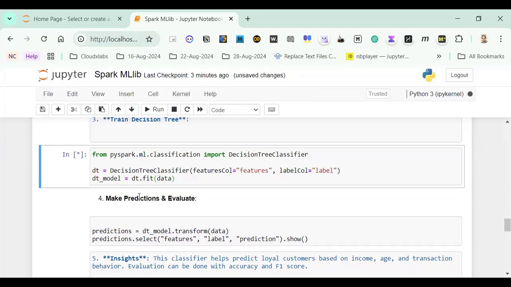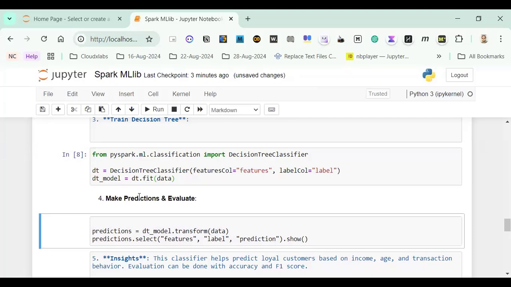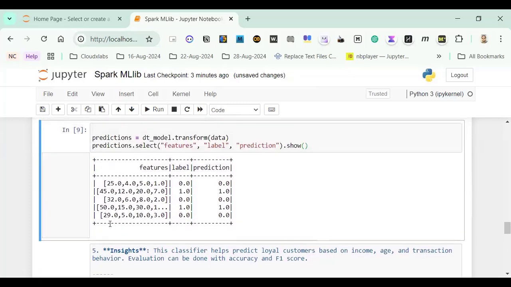Now to build the model. Now let's query for the prediction. Now you can see we got this value. Okay. So what is the value we got?